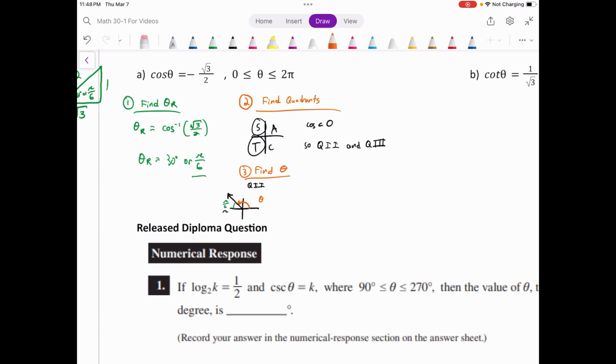So how can we figure out theta? Well, it's going to be pi minus pi over 6. So 6 pi over 6 minus pi over 6, right? So our theta is 5 pi over 6. And you can always do a quick check. Take the cosine, make sure your calculator's in radians, but do the cosine of 5 times pi over 6, right? In fact, let's do that.